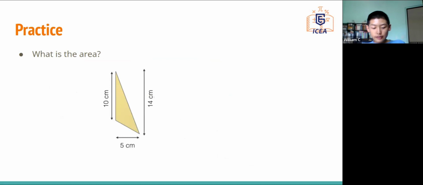What is the area of this triangle? If you have the answer, please type it in the chat.